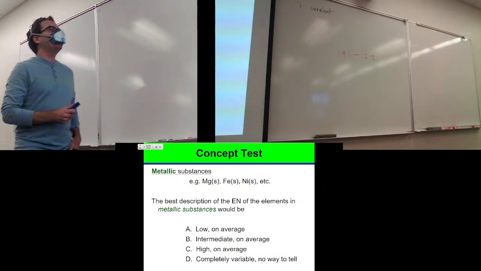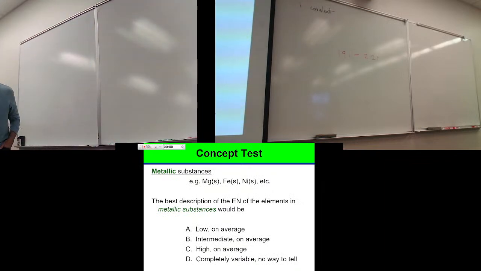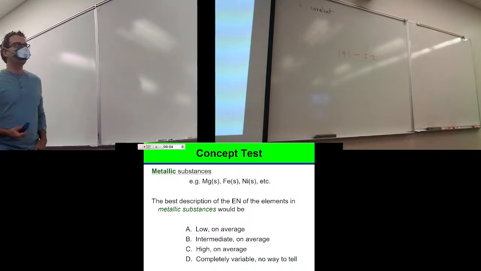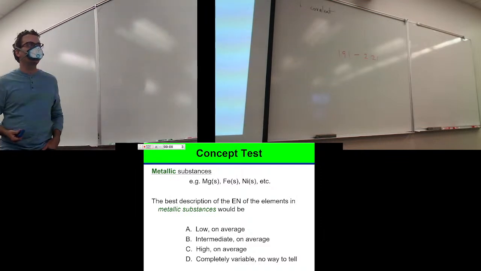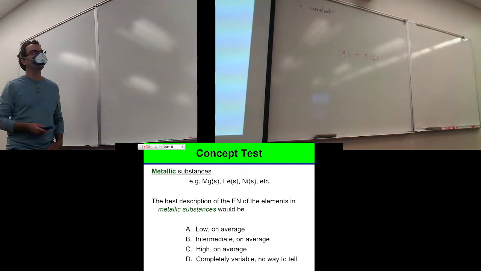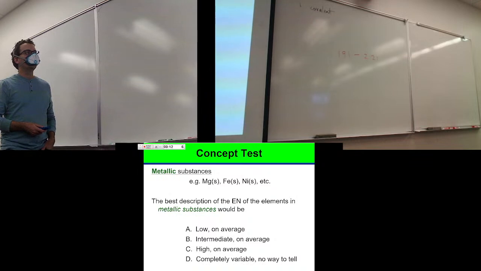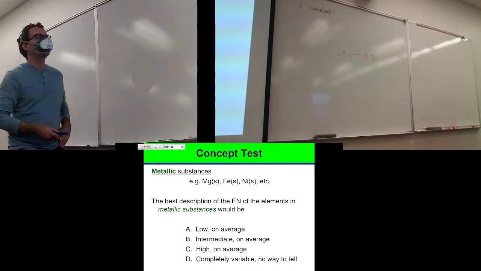And if you talk about metallic bonding, take any two metals. What kind of bonding, like, how would you describe the electronegativity of those metallic substances?